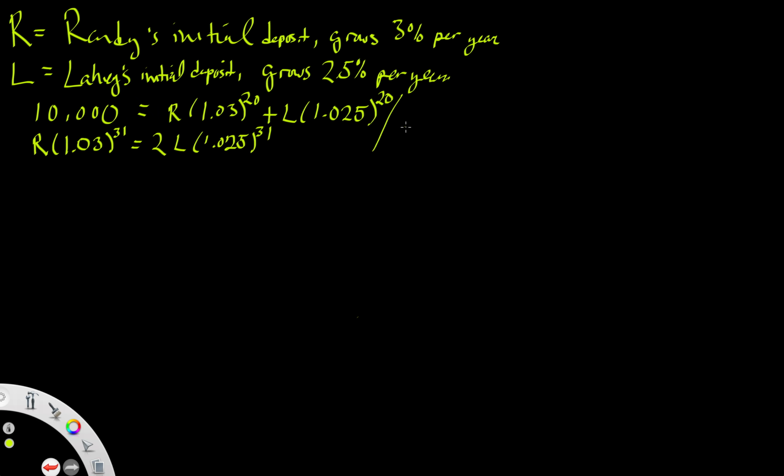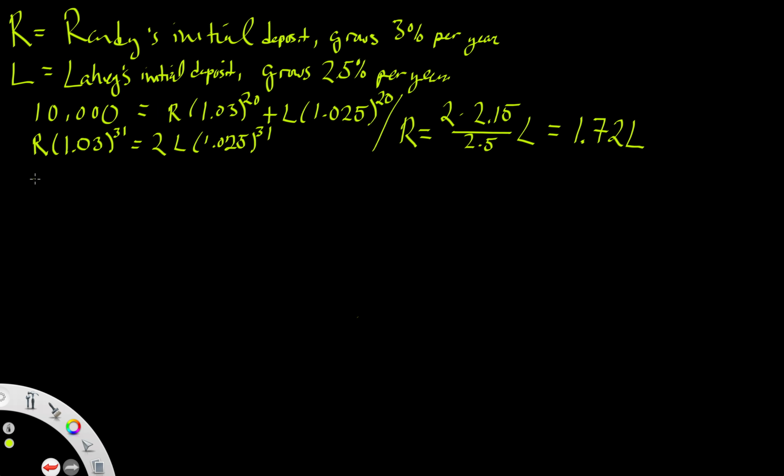What we're going to do is take that second equation and isolate the variable R, Randy's initial deposit. Then we'll plug it back into the first equation. So isolating R, if we move the 1.03 to the 31st to the other side of the equation, and of course using a calculator to figure out what 1.03 to the 31st and 1.025 to the 31st are, gives us R is equal to 2 times approximately 2.15 divided by 2.5 times L. Now the 2.15 is approximately 1.025 to the 31st, and the 2.5 is approximately 1.03 to the 31st. Then when we simplify that, our calculator tells us that R is approximately equal to 1.72 L. So Randy started with 1.72 times the amount that Leahy started with for the initial investment.